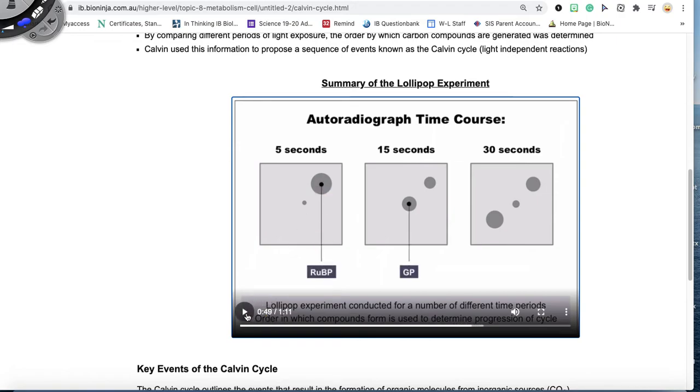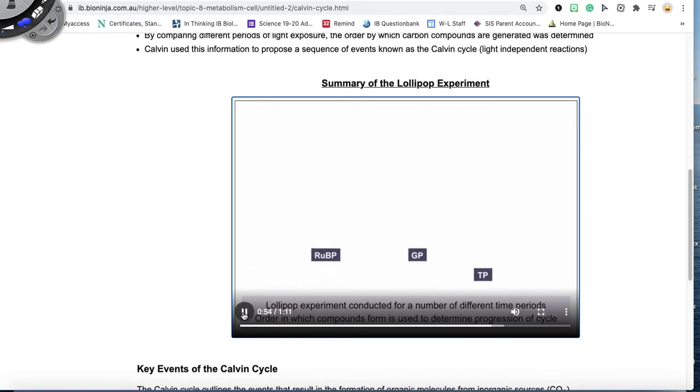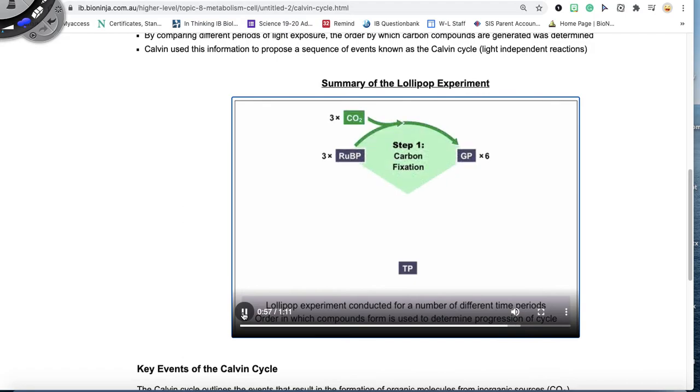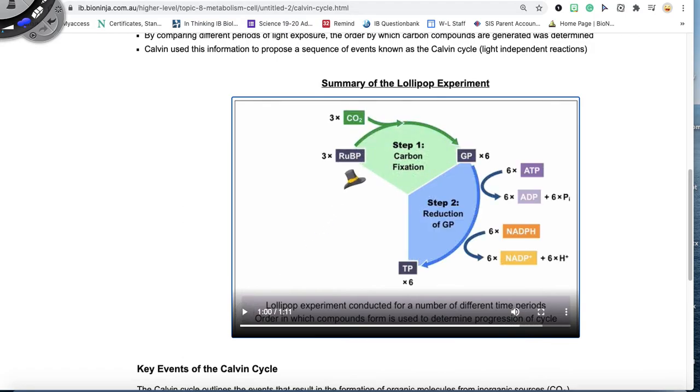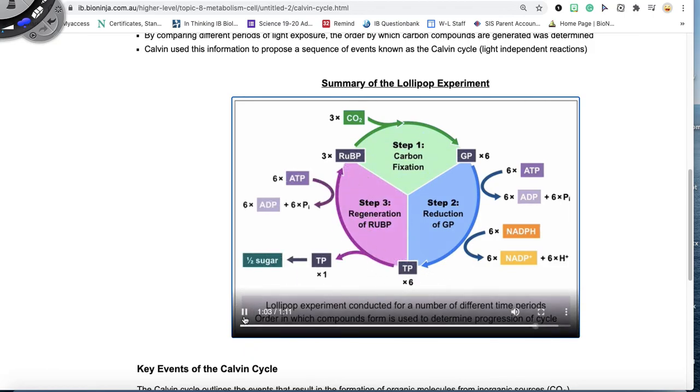Notice that this carbon compound here was identified as RuBP, the 5-carbon RuBP. So we see that after 5 seconds, you have a greater accumulation of this 5-carbon compound. After 15 seconds, you have a greater accumulation of GP, which is a 3-carbon compound. And after 30 seconds, you would have a greater accumulation of TP, this other 3-carbon compound. Okay? So based on that time frequency, Melvin Calvin was able to summarize the different steps of the Calvin cycle, right? So you would first start with RuBP, and then GP, and then TP, and then a regeneration of RuBP.